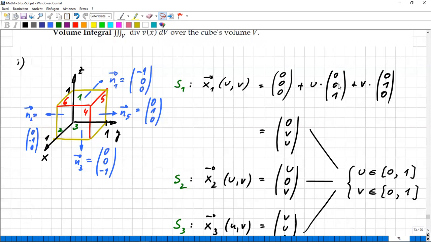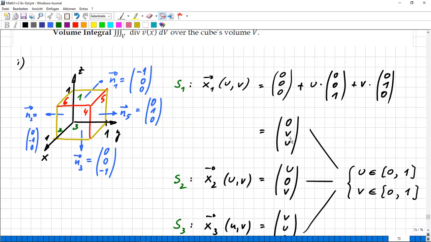One little problem: look here. You might ask yourselves, why did I use the z vector first and the y vector second? I could also have exchanged them. That's true, but I decided for this form. Now look here, I just put this together to get 0 for the x component, of course, because the premise has been that x equals 0 for the first face. And then the second component will be v, and the third component will be u.